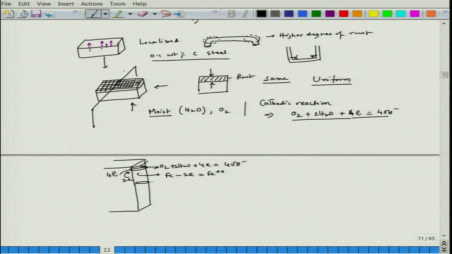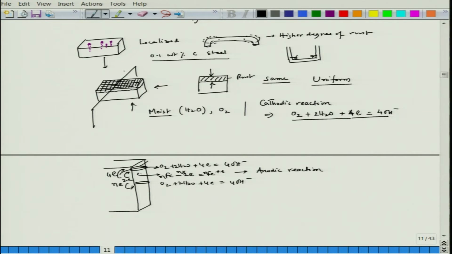Similarly, here also this reaction can take place, and here also another, so multiple reactions can take place. So, n number of electrons: part of it will go there, part of it will go there, depending on the need of electrons by the cathodic reactions, and this is the anodic reaction.